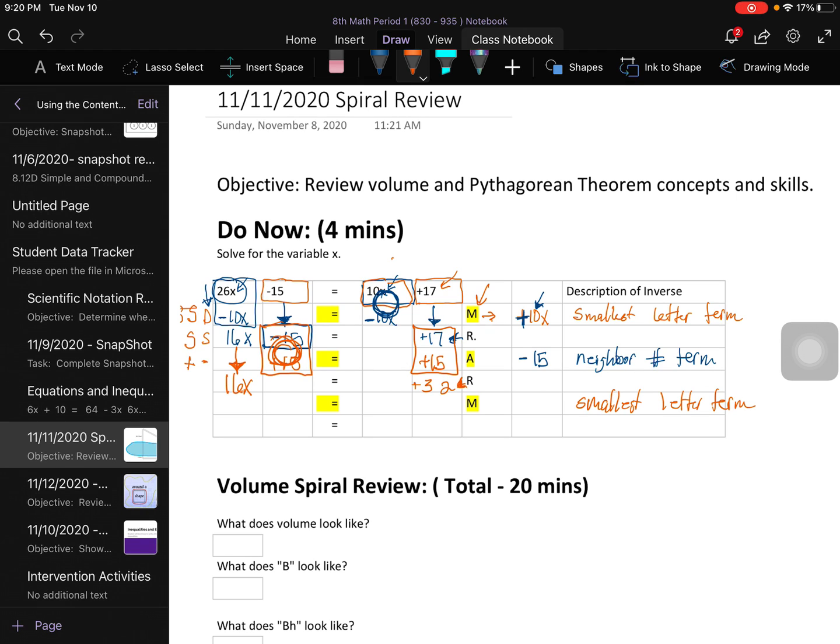Our letter term is 16x, so we're multiplying by 16. So we're going to write down that we are multiplying by 16. So we're going to do the opposite. Opposite of multiplying by 16 is dividing by 16. So we're going to take that 16x divided by 16, and we're going to take that 32 divided by 16, and we have x, and 32 divided by 16 is 2. And that's what you should remember for adding and solving equations on both sides.